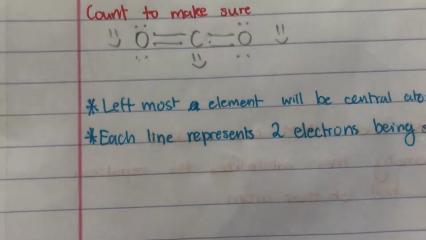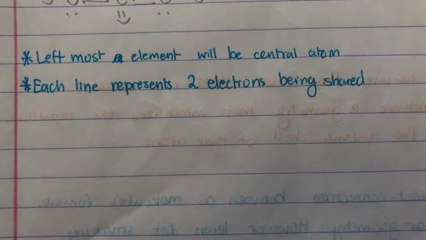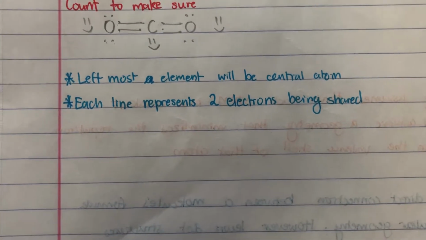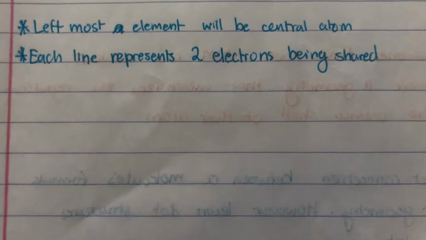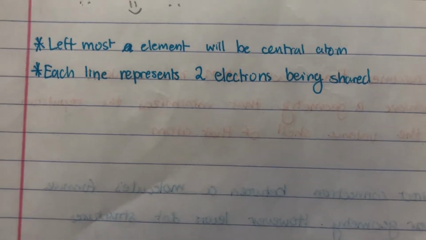Everyone's happy. So the leftmost element will be the central atom, and the central atom will just be in the middle, in between the other atoms. And back to what I said, each line represents 2 electrons being shared. So we're going to do 2 different examples now, H2O and CH4.